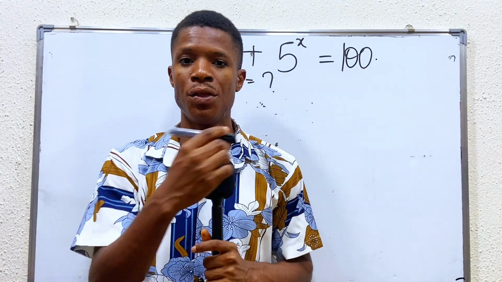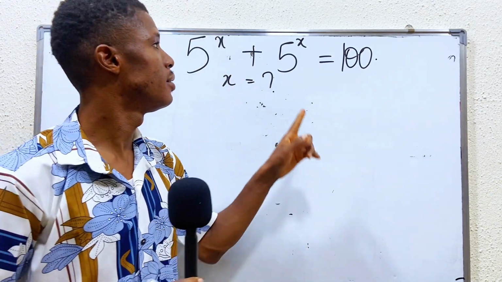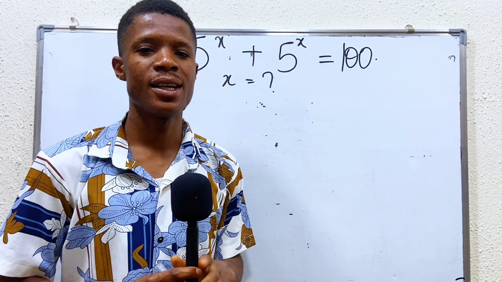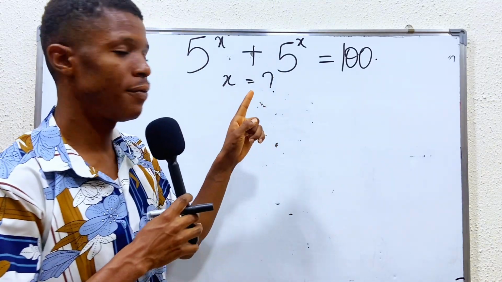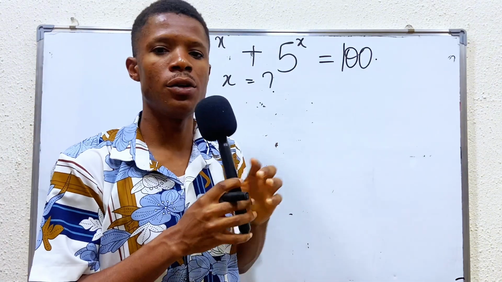Can you solve this Maths Olympiad problem we have on the board? If you think you can, pause the video and make a guess. Let's try to find the value of x in 5 power x plus 5 power x is 100.